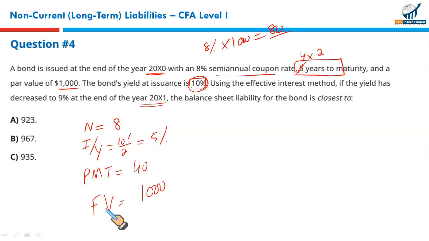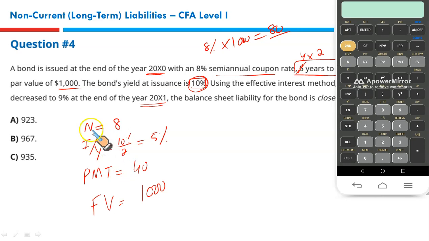How do we do that? Let me show you. First, you need to enter the number of periods. So for this, you will press 8, and this is representing the number of periods, n. So n is 8, right? This is the first element you entered. Then the interest rate is 5%. You will write 5, and then you need to press this button.